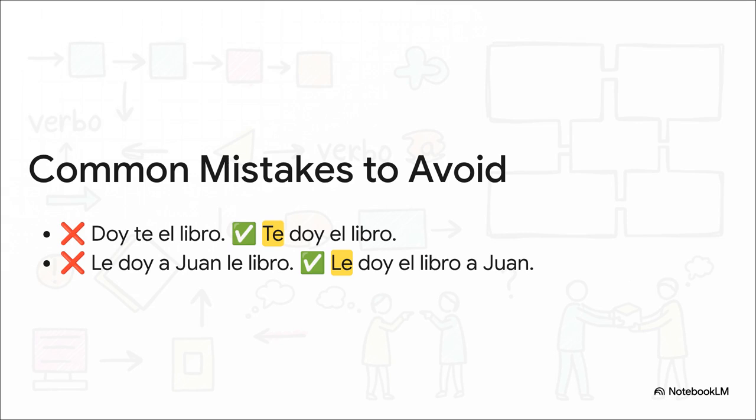Now, before we practice, let's just quickly look at a couple of super common traps. The big one is putting the pronoun after a simple conjugated verb. It's always te doy, never ever doy te. And while you'll often hear people use the person's name and the pronoun for clarity, like in the second example, just remember that main rule.